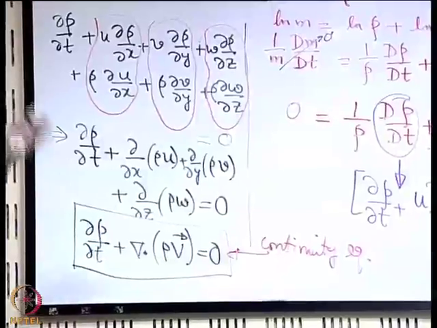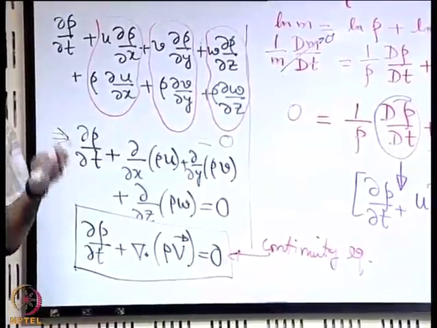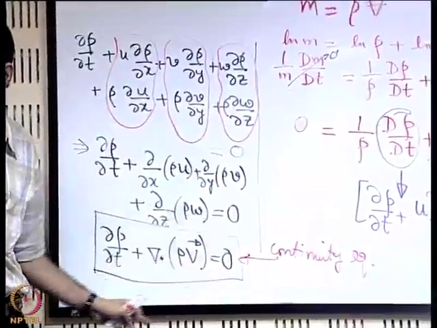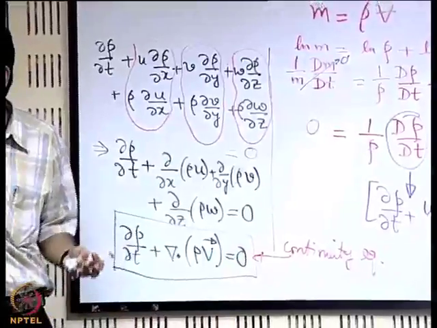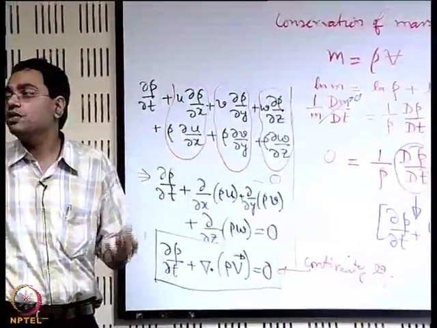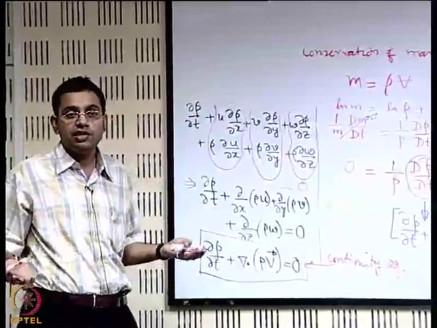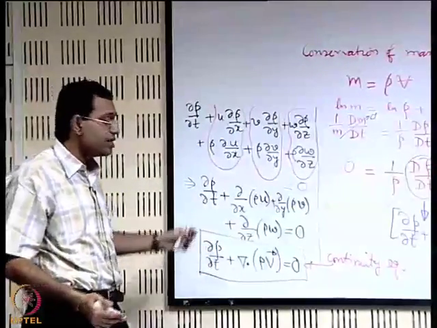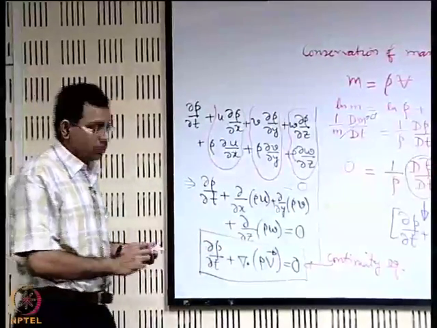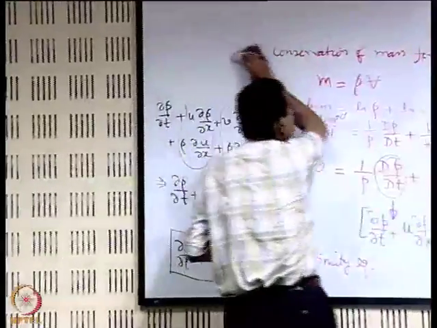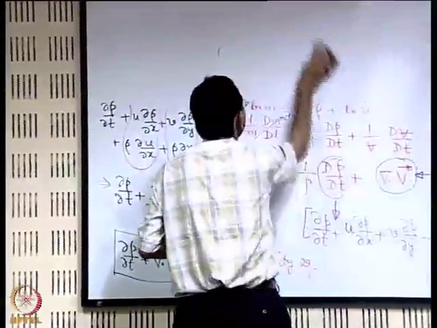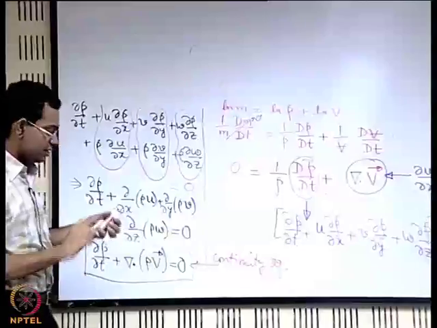So, if you are given a velocity field, you must first check whether it is satisfying the continuity equation. If it does not satisfy the continuity equation, it is an absurd velocity field. It may be mathematically something, but it does not physically make any sense, because it has to satisfy the mass conservation. Now, briefly let us look into certain special cases of this. So, what are the special cases?